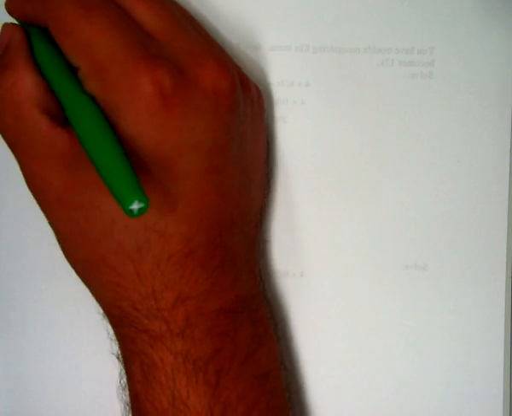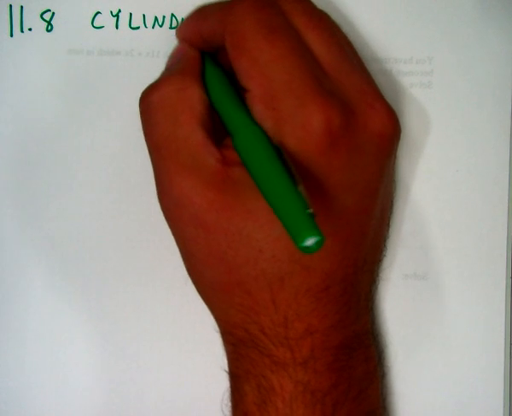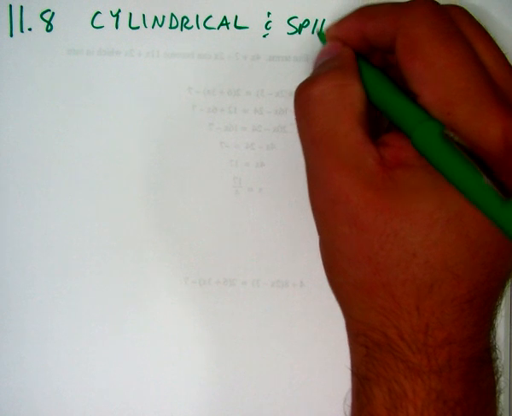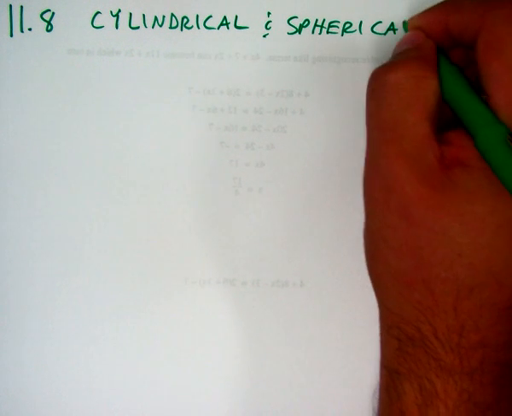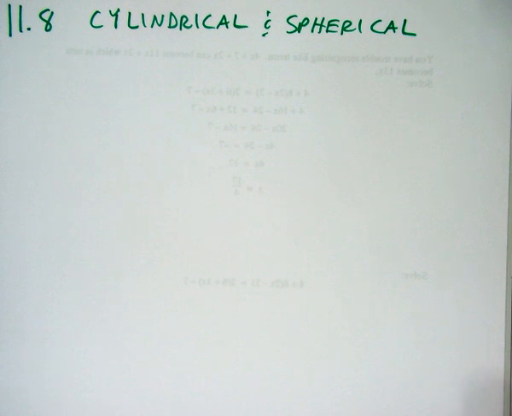Okay, so 11.8 introduces a new way, for the most part, of thinking about some of these graphs that we've been looking at. Much like when you were in pre-calculus and you were introduced to polar coordinates, okay? But polar makes life easy in general, right?